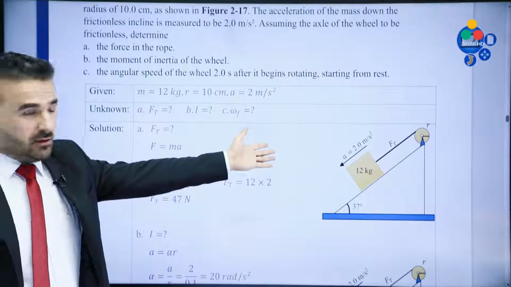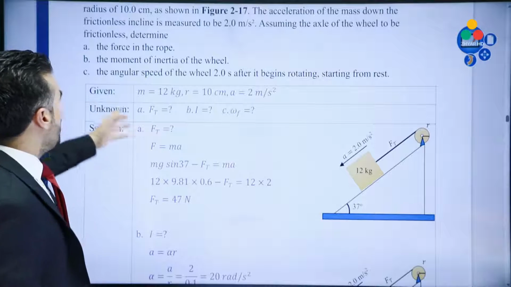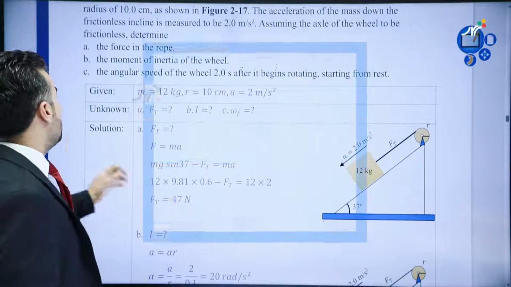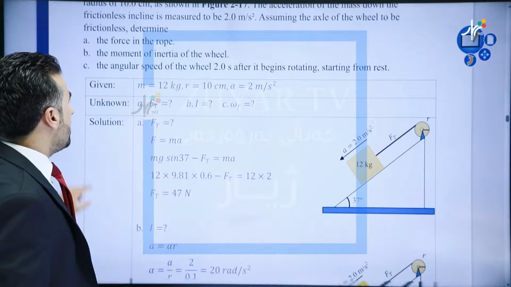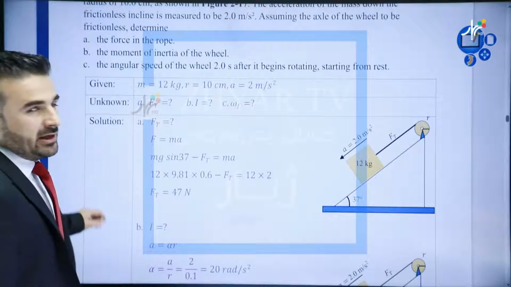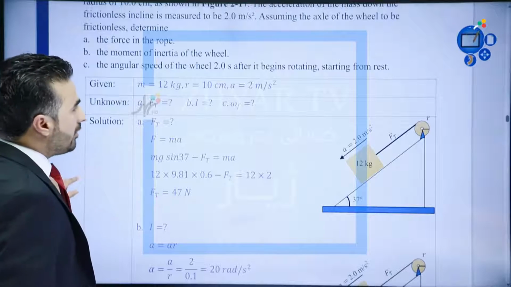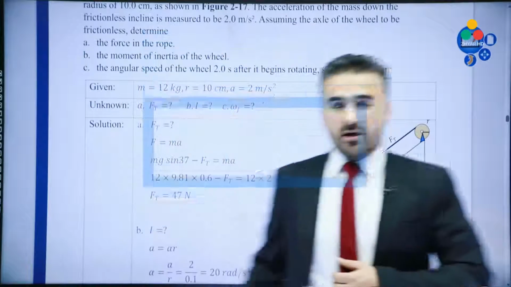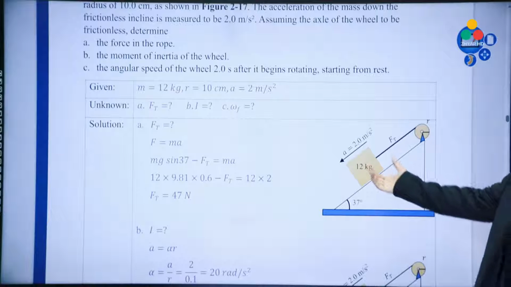That'll be the tension, of course. And then after that, the moment of inertia of the wheel. And then part C, the angular speed of the wheel 2 seconds after it begins rotating, starting from rest. So how are you going to solve questions like this? By the way, the diagram will be given, or this figure.